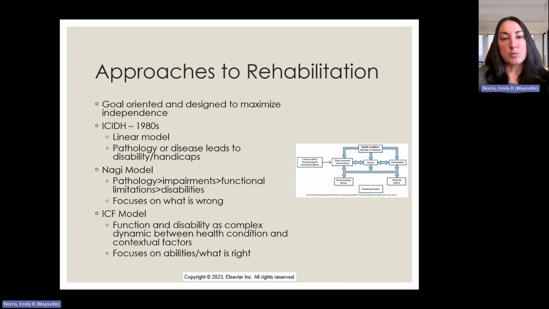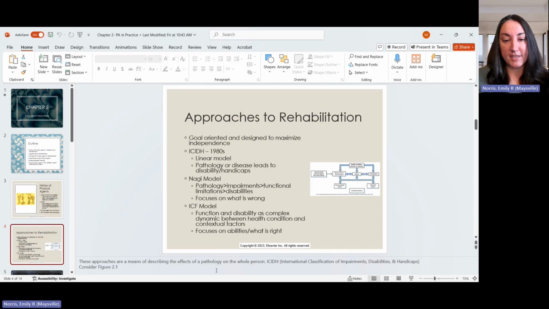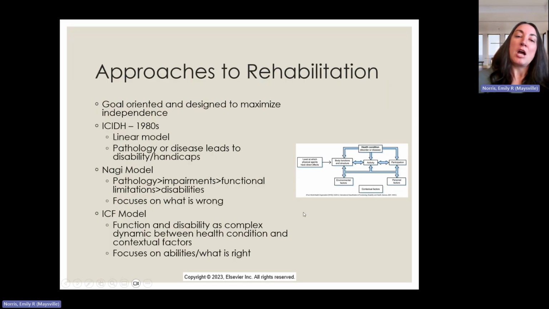Some of the approaches to rehab. So these are just describing the effects a pathology has on the whole person. The ICIDH, I know that I won't remember what that stands for completely. That acronym stands for the International Classification of Impairments, Disabilities, and Handicaps. That was kind of the first approach that was used back in the 80s. It was a linear model, and it just basically explained how pathologies and diseases lead to disabilities and handicaps.